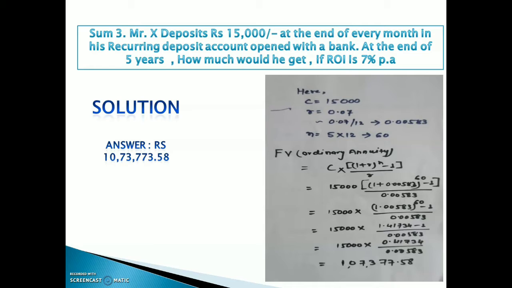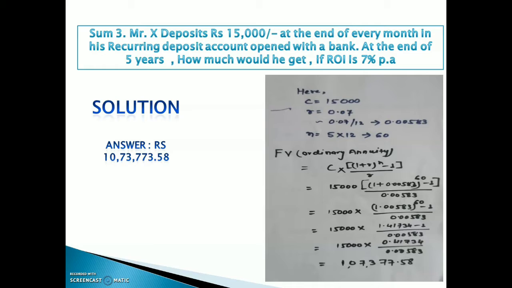We have to find what is given here. Mr. X deposits rupees 15,000. That means 15,000 is the value of annuity. Why? Because Mr. X is going to deposit every month for 5 years. So 15,000 is the value of annuity.